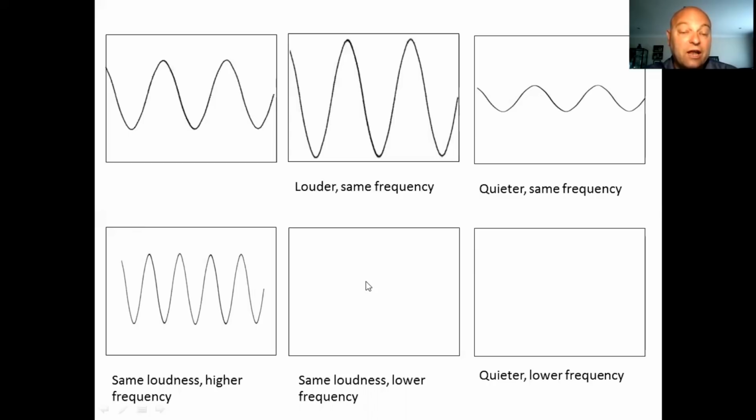The same loudness and lower frequency would have been like that. Less peaks going across, but still the wave going to the same height. Quieter, but with a lower frequency, that means it's going to be not such a high peak, and also the wave peaks are going to be spread out more, something a little bit like that. If you got those right, well done.